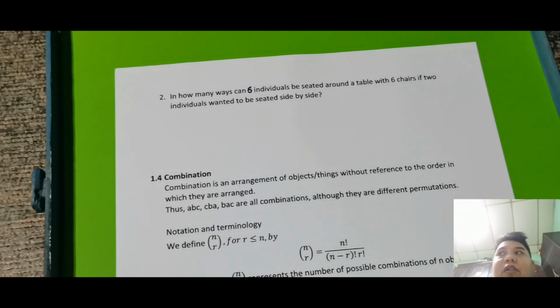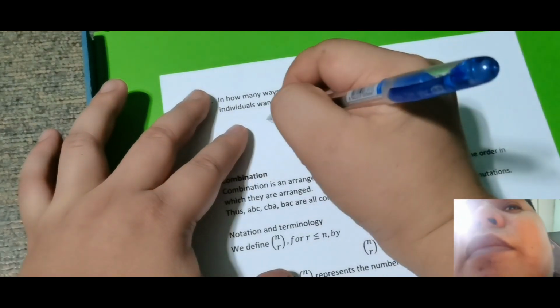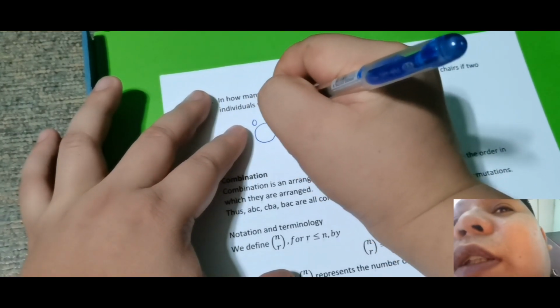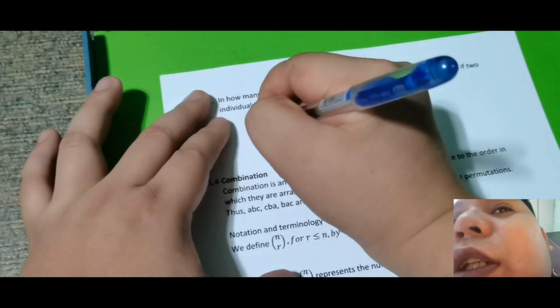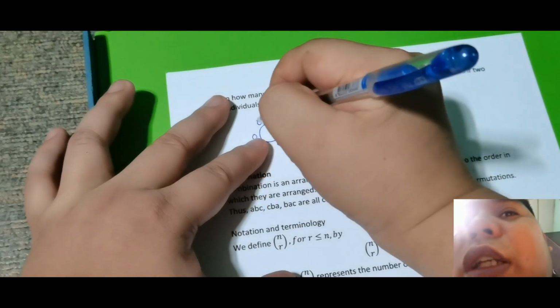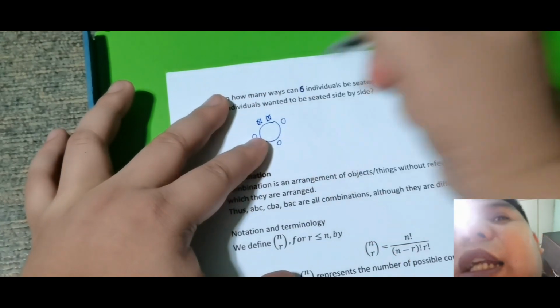Okay, so katulad din kanina, ayaw nila maghiwalay. Pero dito, obvious naman, hindi fix na dulo-dulo yung dalawa. Kasi dito talaga round, maghihiwalay lang sila. So, drawing natin. Ito si 1, 2, 3, 5, 6. Basta magkatabi yung dalawa. So, syempre ito yung dalawang yun. Gusto lang nila lagi magkatabi.